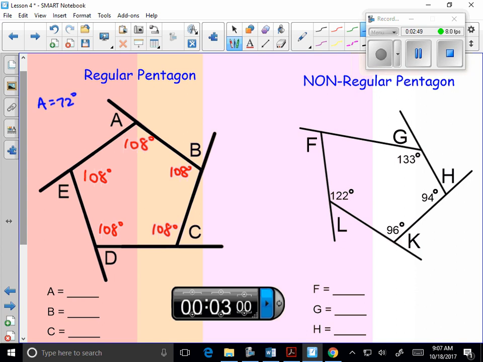And so do the rest of them. Well, there's 5 of them, right? So if there's 5 of them, they're all 72. If I multiply 72 times 5, guess what I get? 360. Okay, so now let's go over here to this other side.